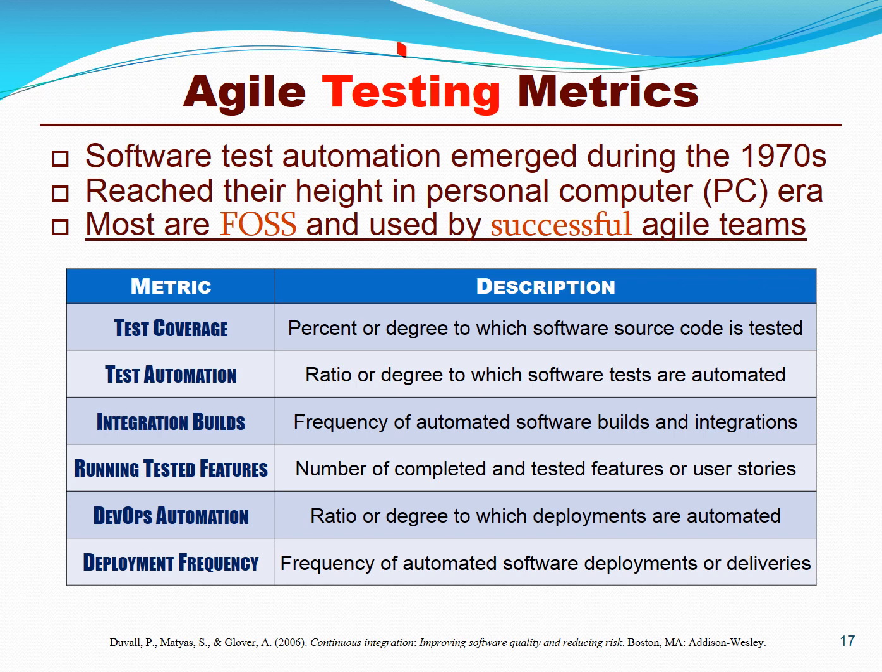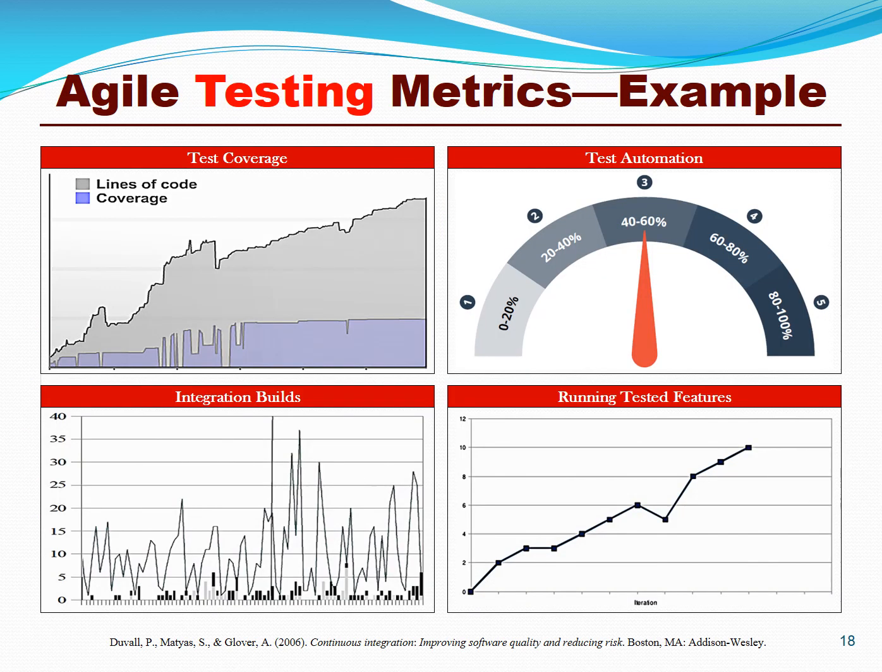For more mature Lean and Agile projects, Agile testing metrics become very, very important, like your test coverage, your degree of test automation, how frequently you integrate, your running tested features, your degree of DevOps automation, and how rapidly you deploy. And these are becoming increasingly important measures for high performance organizations.